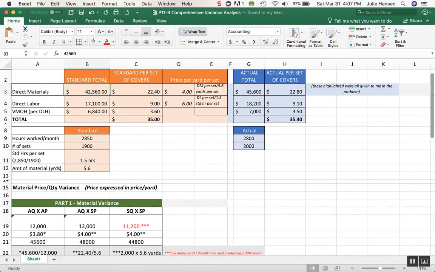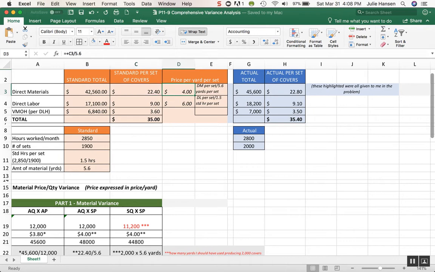This was all given to me in the problem, so if you look on page, this semester it's page 501, then you'll see that the first section gives you direct material, direct labor, variable manufacturing overhead on a total, as well as a per set. Okay, so in other words, direct materials are $22.40 per set.